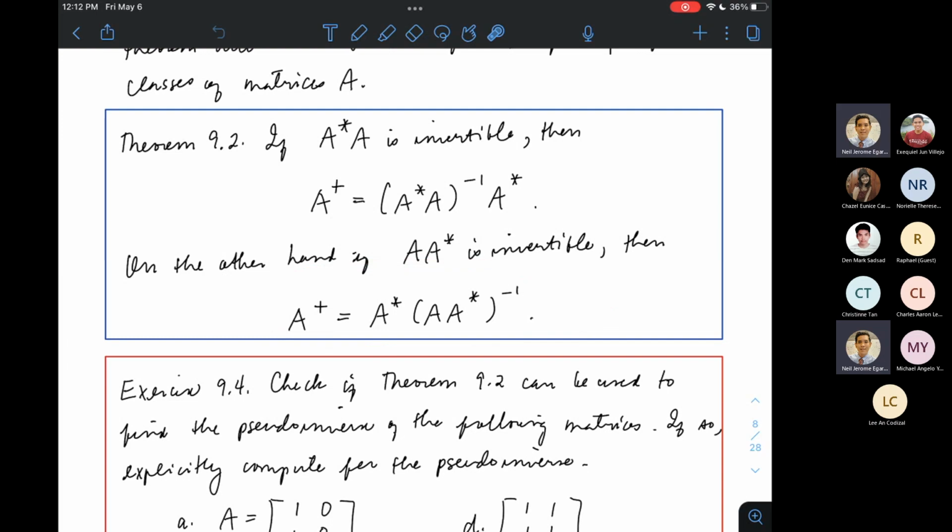Pero actually, rare ako nakaka-encounter ng times na hindi invertible yung A star A. Usually in applications, madalas invertible yung A star A. Okay. Tapos mas natural kasi yung itong formula na to involving the inverse of A star A kasi siya nga yung nanggagaling sa normal equation. Ano? So, yeah. Oh, you're good, Ezekiel.